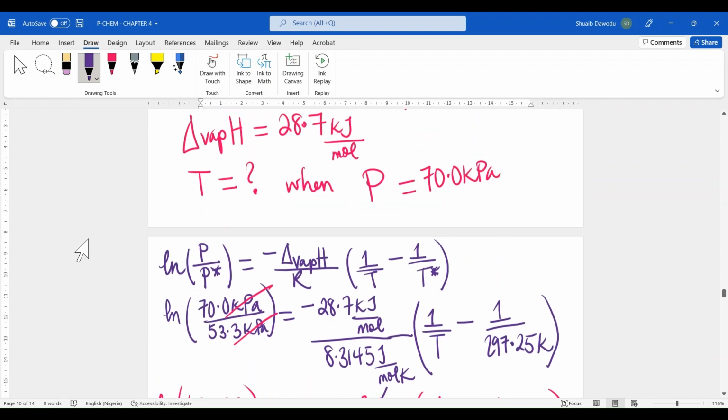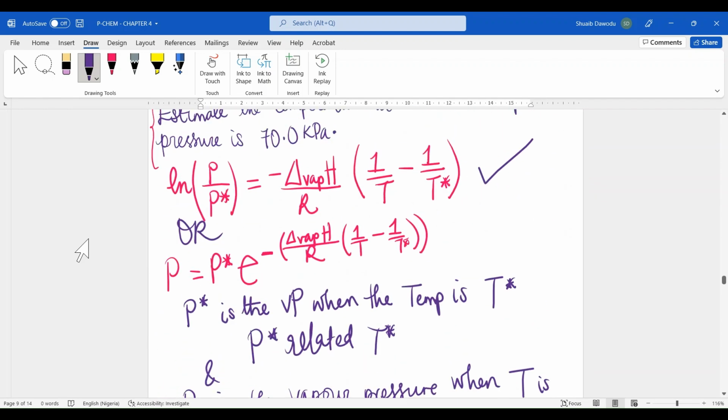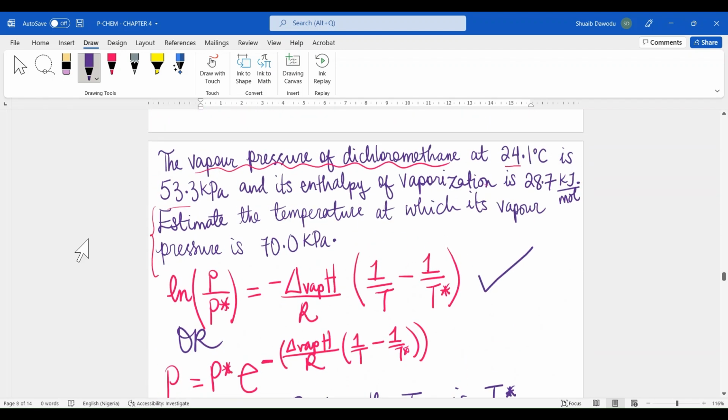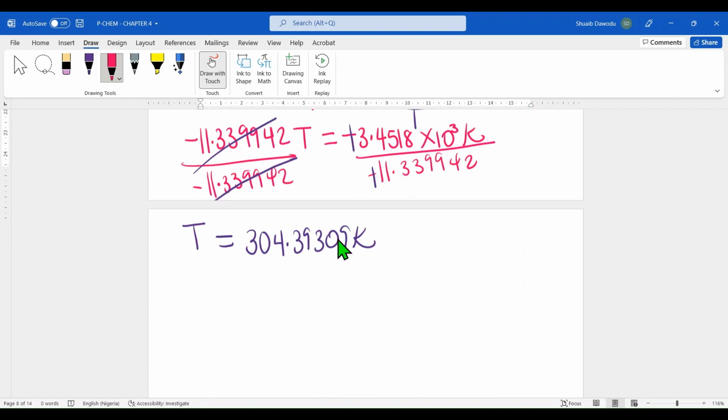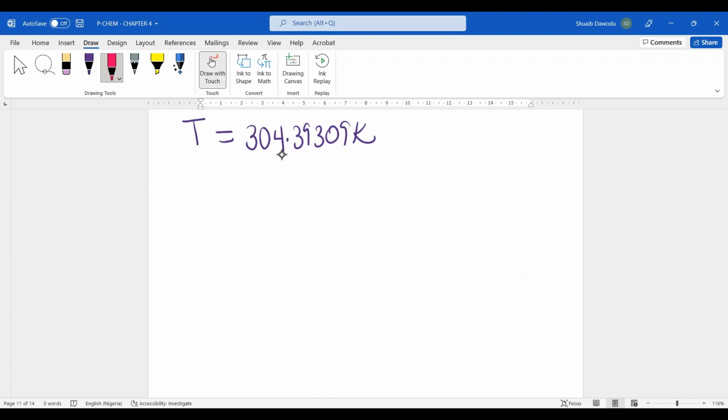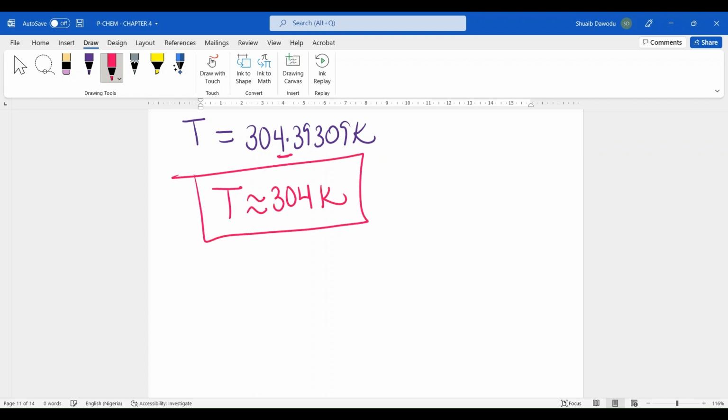But our work is still not done because we are chemists and we are scientists, so we have to pay attention to sig figs. We go back to our question, we see that the lowest number of significant figures in the different numerical values given in the question is 3. We have 24.1, 3 sig figs; 53.3, 3 sig figs; 28.7, 3 sig figs; 70.0, 3 sig figs. So our final answer has to be in 3 sig figs. So temperature is just going to be approximately 304 Kelvin. And this is the answer to this question.